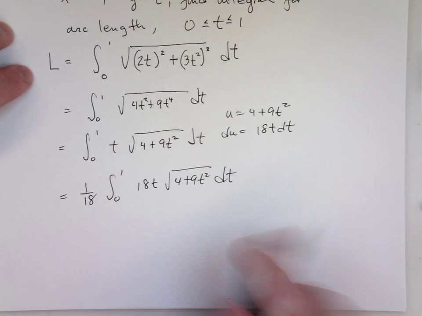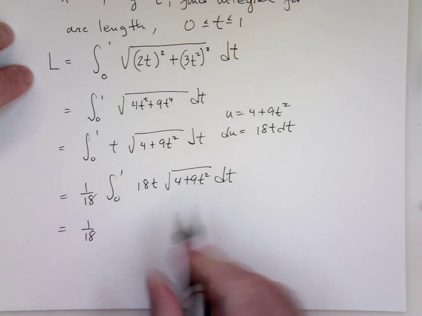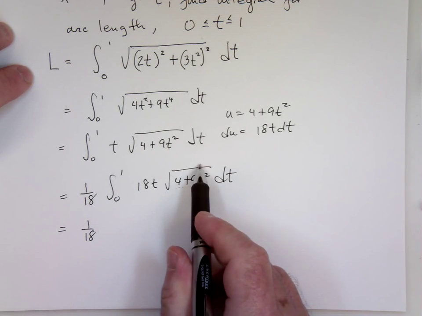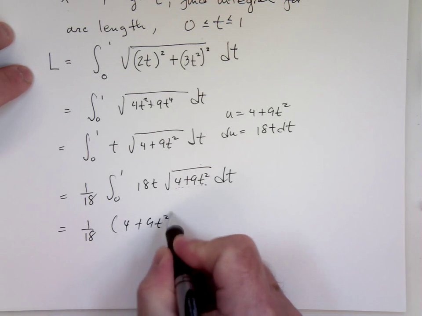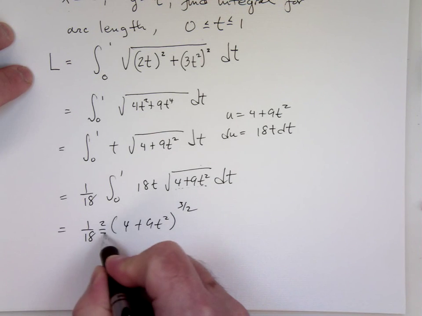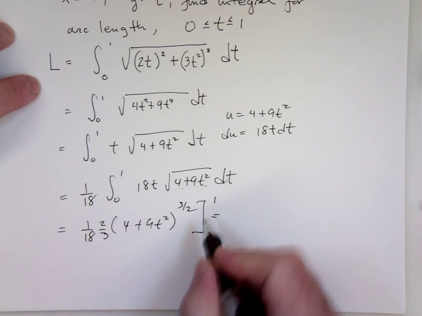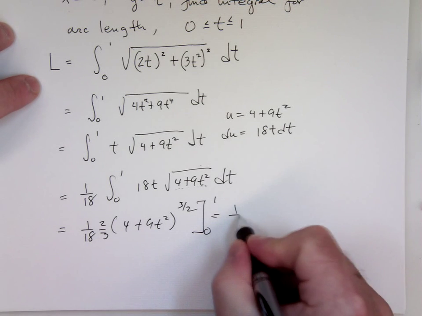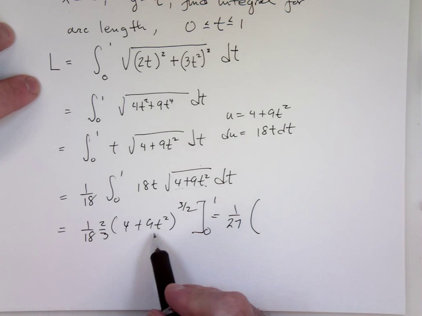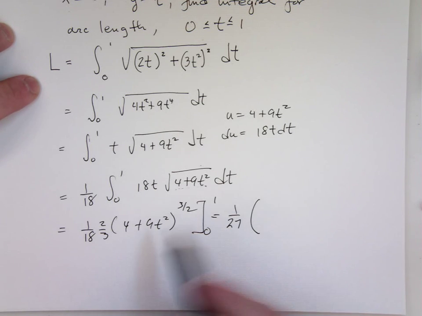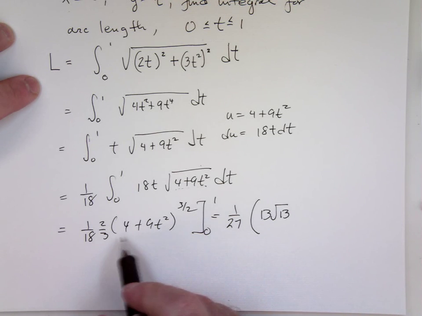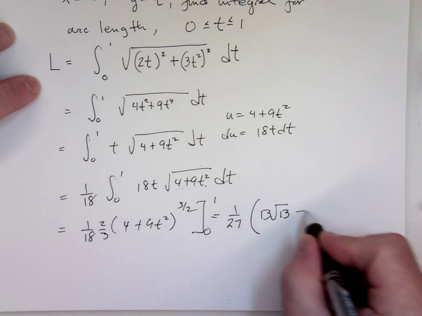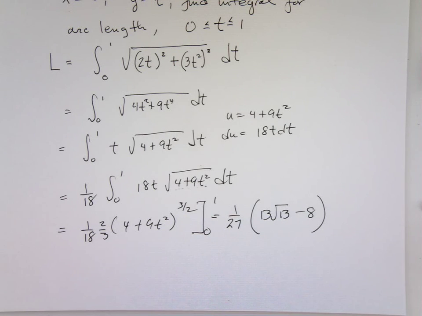Okay, u to the n form, so it's 1/18th. This is your u to the 1/2, this is your du, so it would be 4 plus 9t squared to the 3/2 times 2/3 from 0 to 1. Wow, what a cool problem. The 2 goes in there now. We get 1/27th. Substitute in 1, you get 13 to the 3/2. When you substitute in 0, you get 4 to the 3/2, and that's 8. And that is the exact arc length of that function defined parametrically.